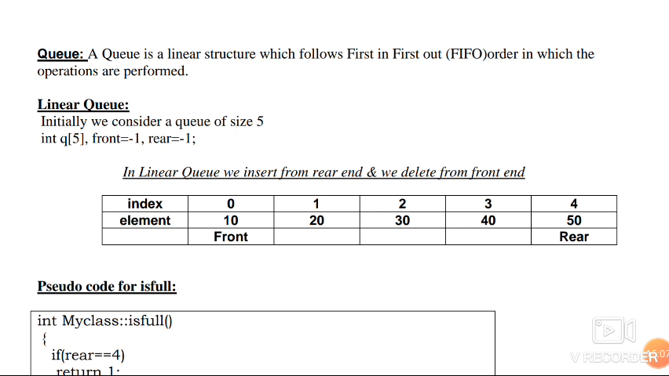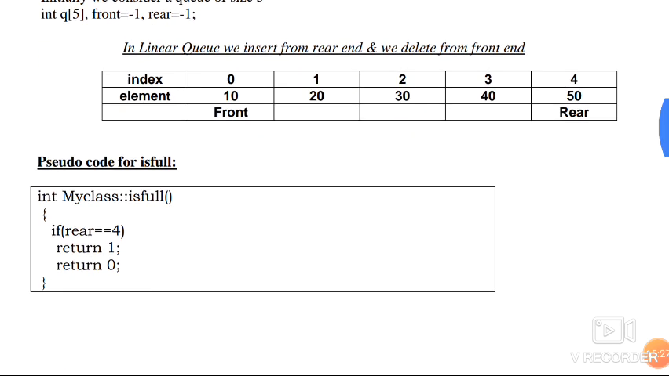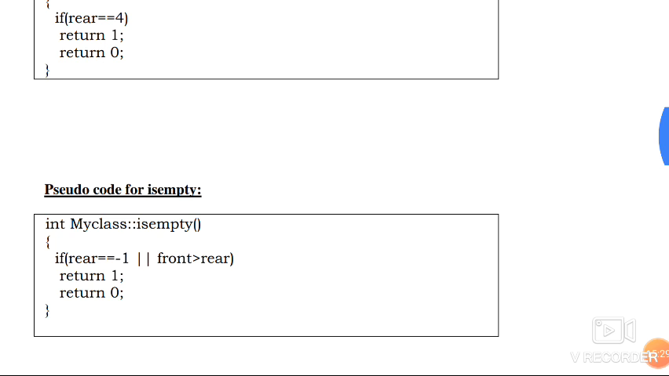Now, let us try to delete an element from the queue. I already have told that deleting an element from the queue is known as dequeue operation. If you try to delete, definitely the element at the front, that is 10, gets deleted. So let us see how the dequeue function works.